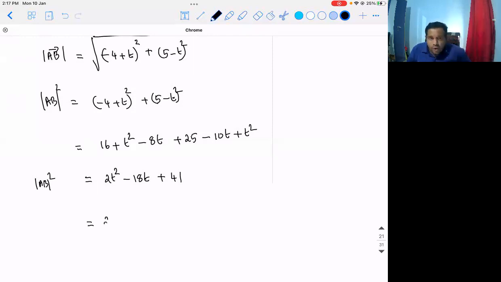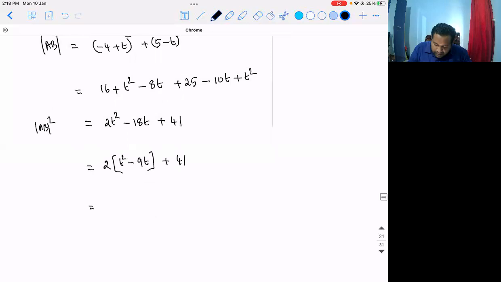Take 2 common from these 2 terms, right? So if I'm taking 2 common, it becomes what? t square minus 9t plus 41. Am I correct? Then we will complete the square inside this. So 2 times t minus 4.5 whole square minus 4.5 square plus 41. And if you're expanding this, what happens?